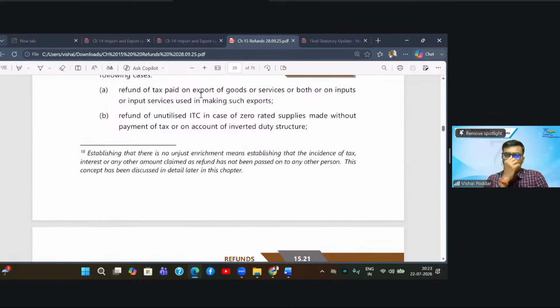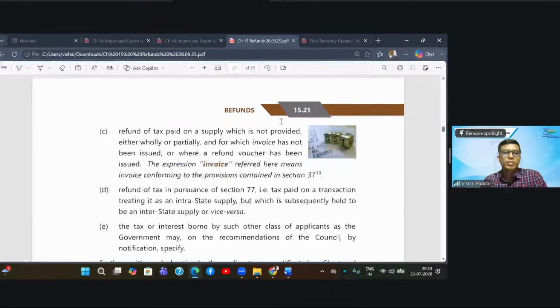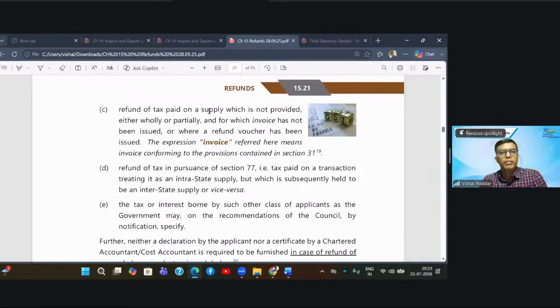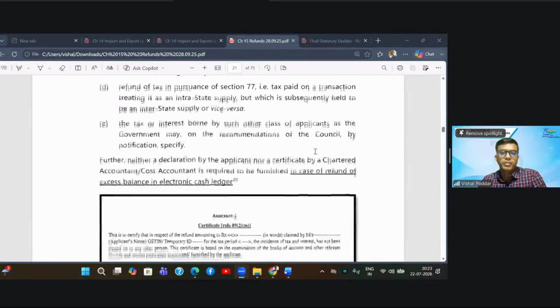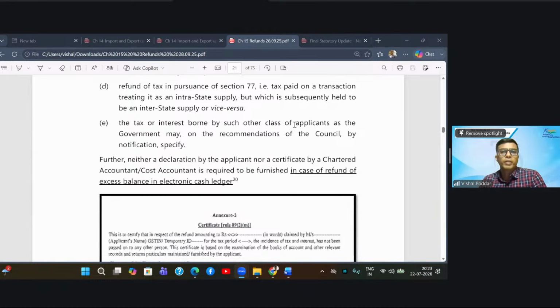First, refund of tax paid on export of goods, services, or both used in making such exports. Refund of unutilized ITC in case of zero-rated supplies made without payment of tax, or in case of inverted duty structure. Refund of tax paid on supply which is not provided either wholly or partly, that is, it is cancelled. Refund of tax wherever you have paid the wrong tax, that is, instead of IGST you have paid CGST plus SGST or vice versa, and tax or interest borne by such other class of applicants which the government may notify.